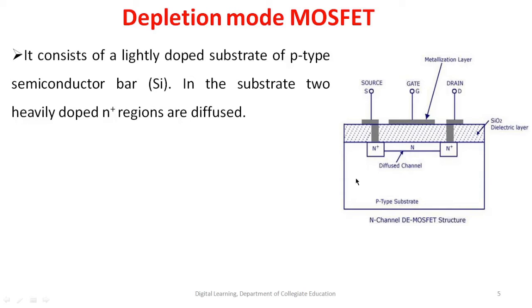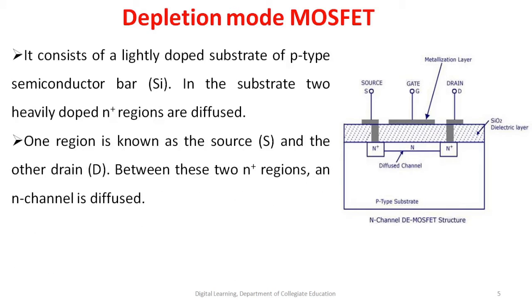This is the P substrate which is made up of silicon, and into this P substrate, two N plus regions are diffused. Here N plus represents that this N region is heavily doped than this N channel. That's why it is represented as N plus. One N plus region is represented as source and the other N plus region is represented as drain. Between these two, drain and source, an N channel is diffused.